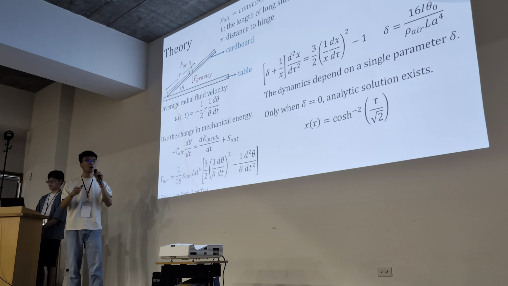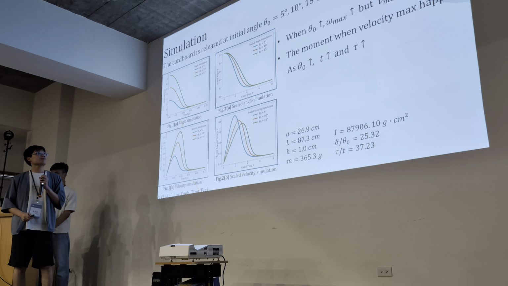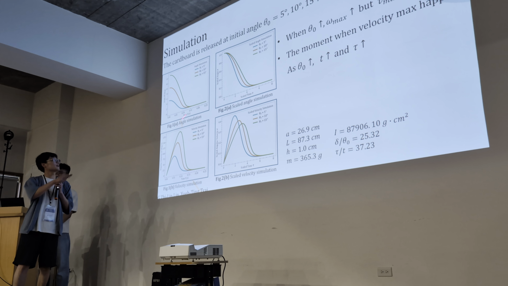And this is our simulation. We choose three initial angles, 5, 10, and 15 degrees. We get the following result. And these are some parameters for the simulation. You can see that figure A represents the angle simulation and figure B represents the velocity simulation. On the left-hand side, there are time versus angle theta and angular velocity omega. And on the right-hand side, they are scaled time tau versus scaled angle x and scaled angular velocity v.